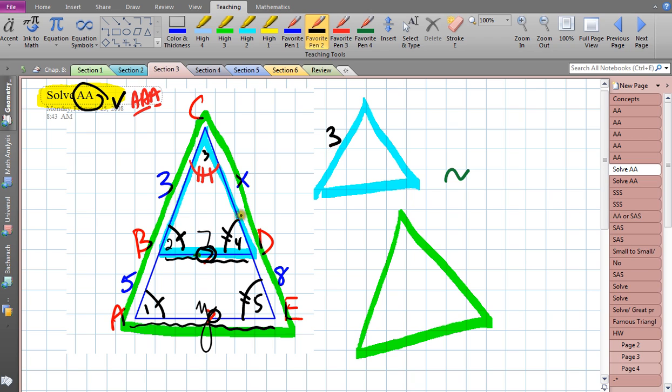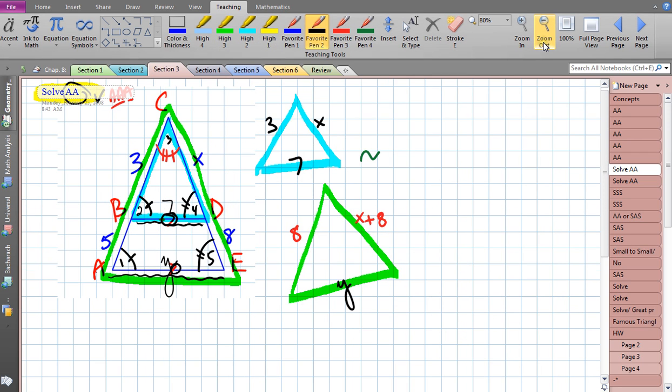So when I redraw the blue triangle, I got a 3, I got an x, and that's a 7 right there. And then what is the length of this side? Well, 3 plus 5 is not 15, excuse me. That's 8, because 3 plus 5 is 8. On this side, this is not 8x. Be careful, this is 8 plus x. And then on the bottom here, we have a y.